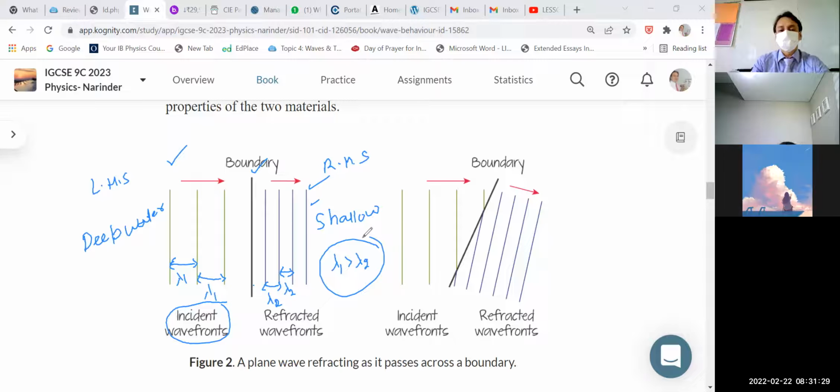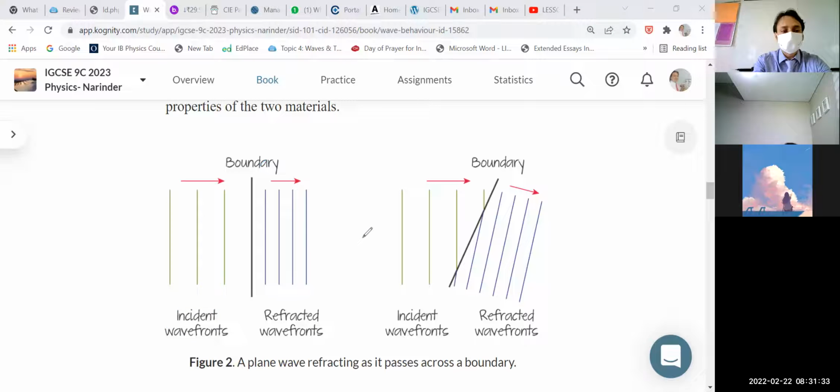Let me explain this point. The question is now, why it has been reduced, why the wavelength in the shallow water is reduced. To understand this problem, children, you have to recall this equation: velocity is equal to frequency multiplied by wavelength.